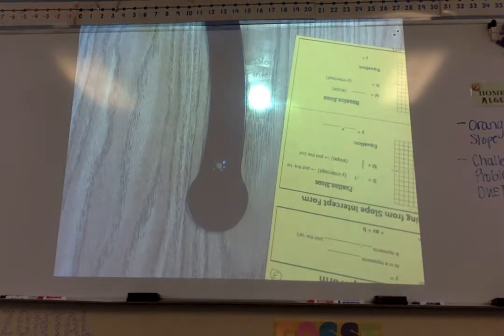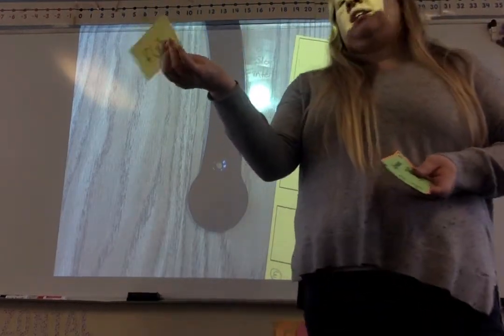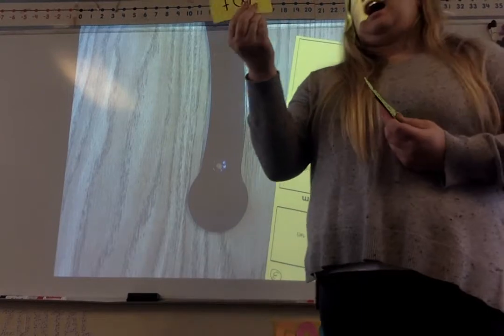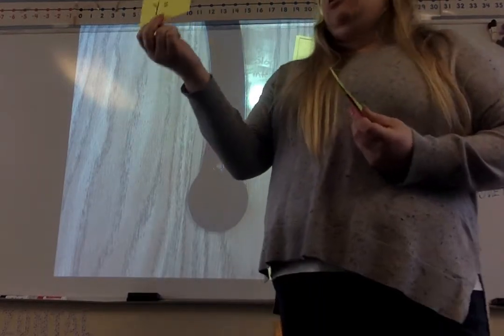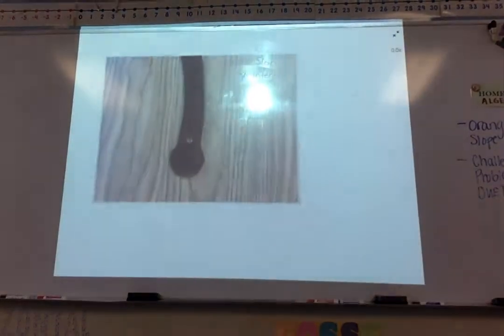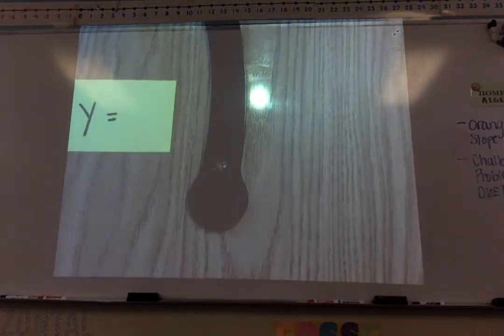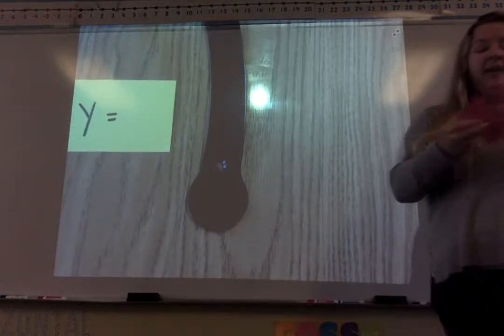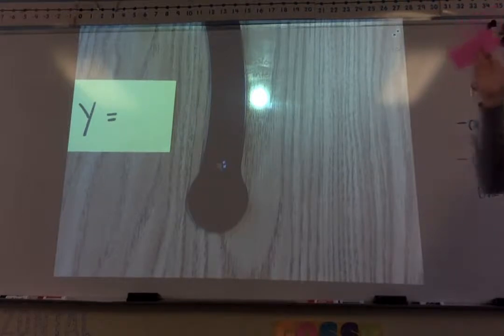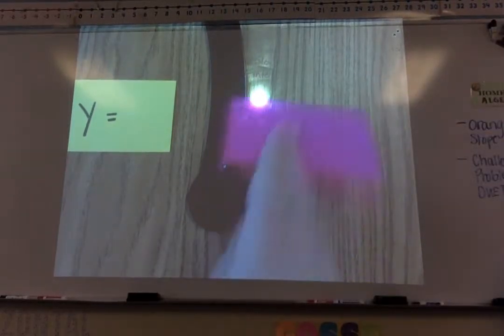Alright, so you guys have different colored cards. Everyone should have a yellow y equals card. On one side it says y equals, on the other side it says f of x equals. You're welcome to use either, but I think y equals will be more beneficial for you, okay? So we have our y equals. That's definitely a part of our equation. Then you should also have a pink x card. So every time that I ask you to make an equation using these cards, you're going to have yellow and pink.